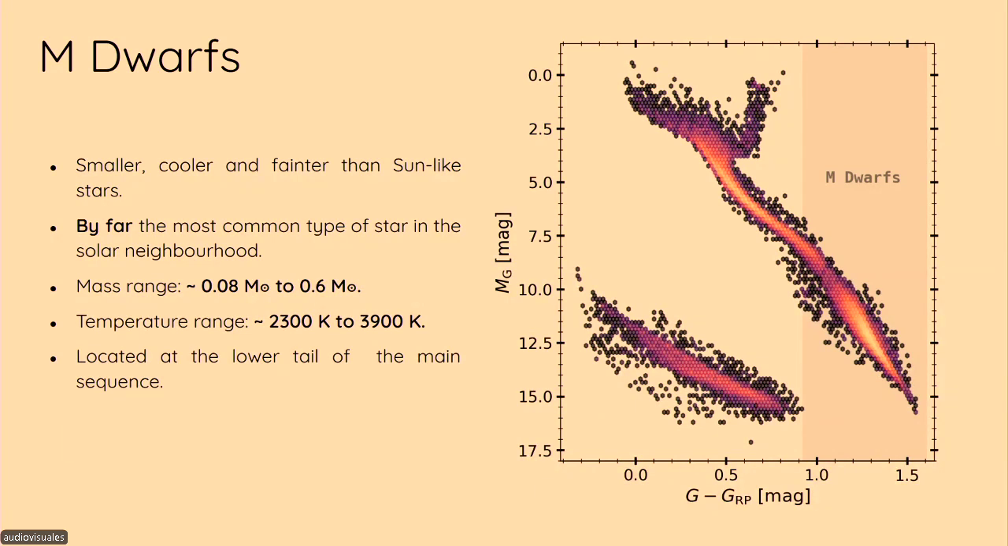What we can see here is an HR diagram. In the y-axis, we have the absolute magnitude in the Gaia G band, which is in the visible wavelength range. Here, smaller values mean brighter, and higher values mean fainter. And in the x-axis, we have the color between the Gaia G and Gaia red bands. Here, a bigger value means cooler objects, and a smaller value means hotter objects. And as you can see, M dwarfs are located in this gray area that is highlighted, at the very lower tail of the main sequence, which is this bright line that we can see in the diagram.